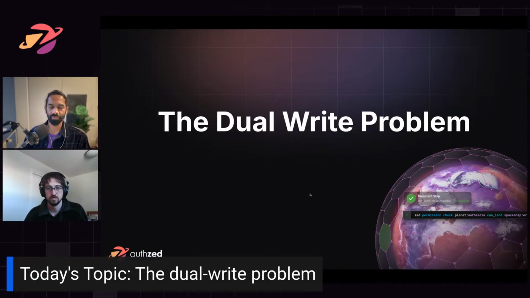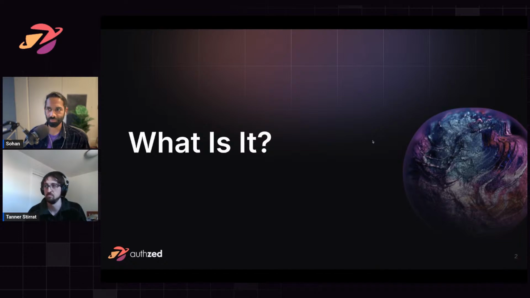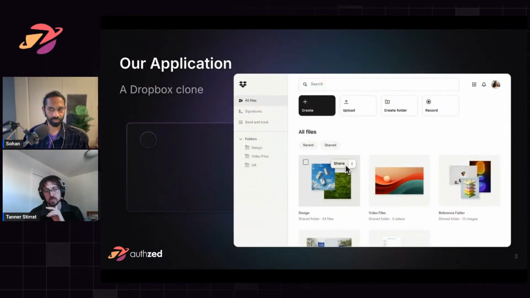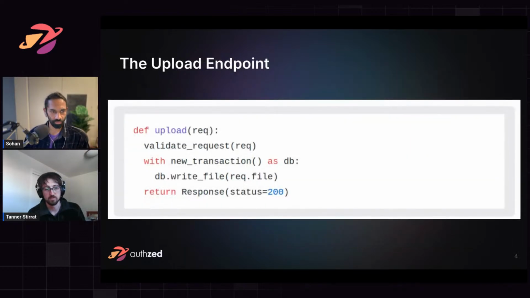So starting off, what is the dual write problem? To set the stage and explain it, we're going to go into an example application. So let's say we're working on a Dropbox clone. The idea is that you can upload files, you can organize them into folders, and then you can share them with other people. We're going to keep it pretty simple to start. And you're working on the upload endpoint.